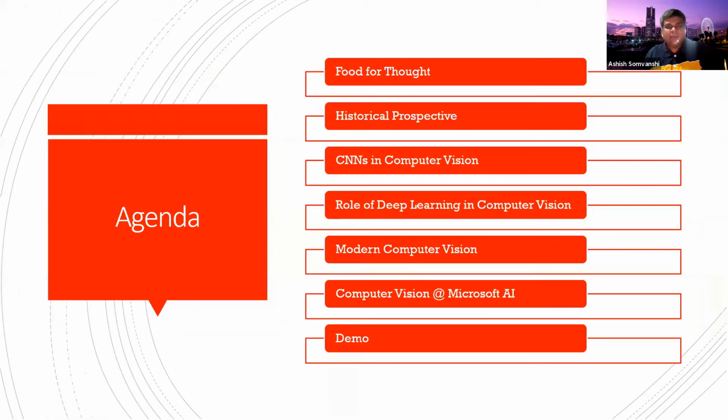So that's the agenda that I have pulled out here. That is food for thought. Then we go into the historical perspective of deep learning with computer vision and CNNs in computer vision, the role of deep learning in computer vision, modern computer vision, and let's see what Microsoft has in store for computer vision and what kind of applications we can build. And we'll quickly go through a demo. I will just go through some code and see how it all goes.